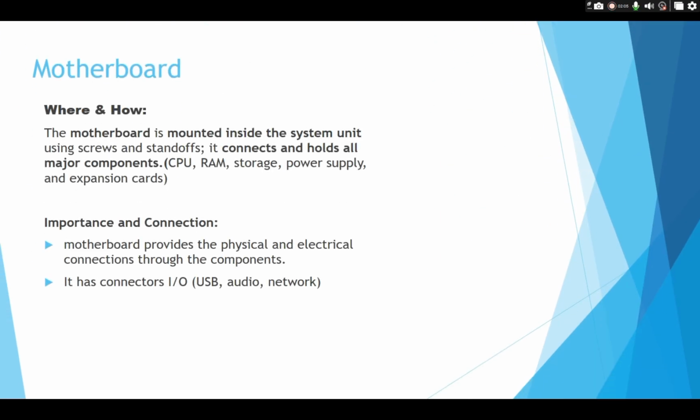Motherboard. Where and how? The motherboard is mounted inside the system unit using screws and standoffs. It connects and holds all major components. The importance and connection: the motherboard provides the physical and electrical connections to the components. It has connector input or output, USB, audio, or network.